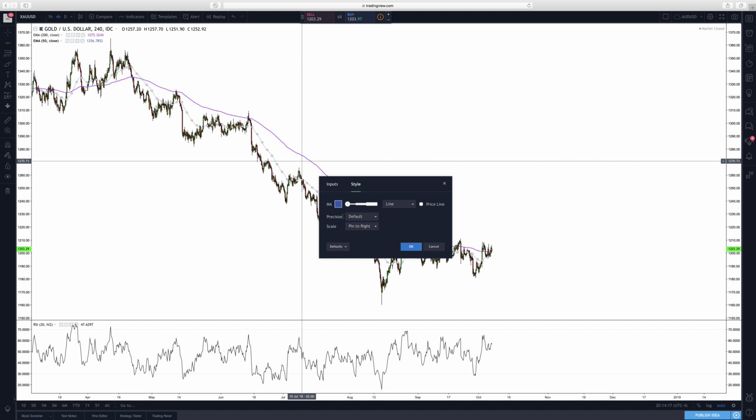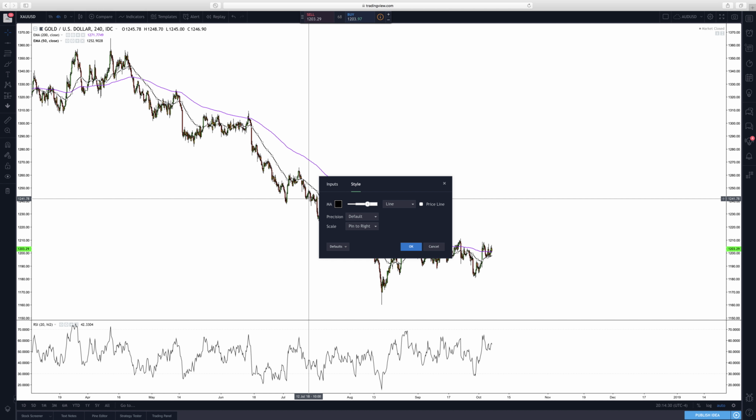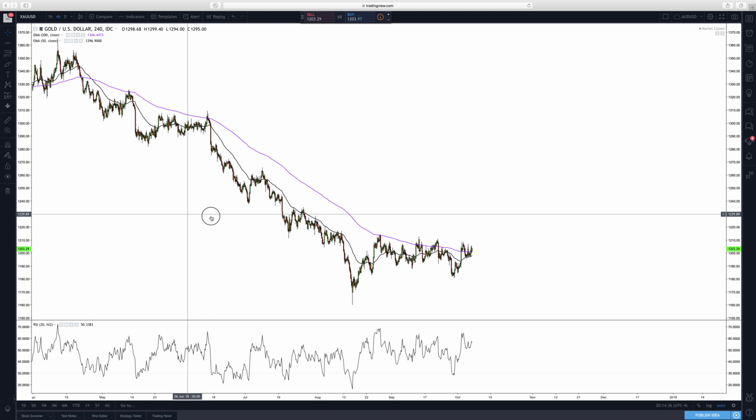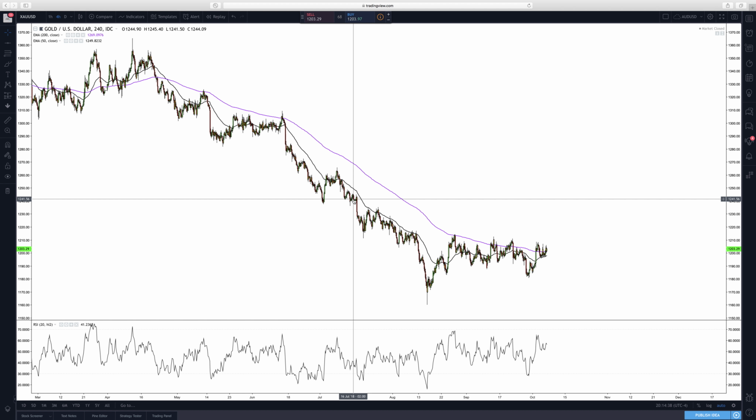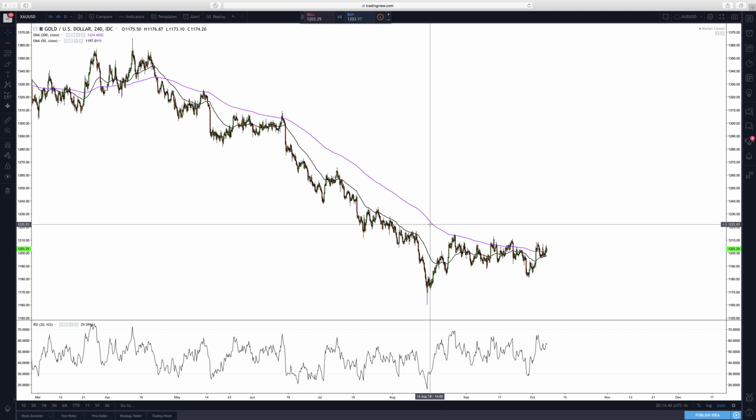You can make this any color you like. I like to make mine black, and I make it a little bit thicker depending on what screen you're using. I'm on a big Mac, so I got a big screen, and I got to make my lines a little bit thicker, but depending on what kind of screen size you have, you might be okay. Either way, you could adjust that to your own preference. We'll click OK there. So now we got this nice 50 EMA on the screen alongside our 200 EMA.